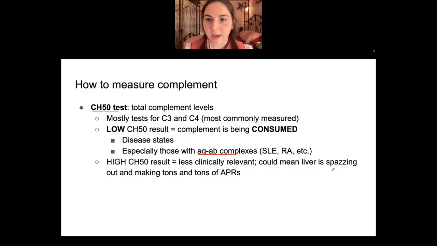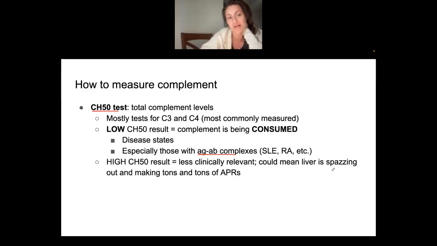Christine, I have a question. I don't know if I'm getting confused, but when you say there's a low CH50, you say complement is being consumed. Does that mean it's active and trying to fight this infection, or it's being consumed by the bacteria? Do you get what I'm saying?